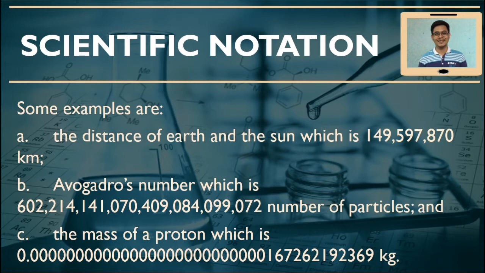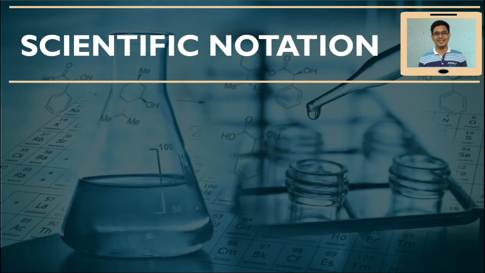And writing these kinds of figures is really too inconvenient and impractical for scientists. Actually, para sa atin din na mga normal lang na tao, mahirap din talagang isulat yung mga ganitong kind ng figure. So a system of writing down very large or very small numbers was devised, which is called scientific notation. And what is scientific notation?